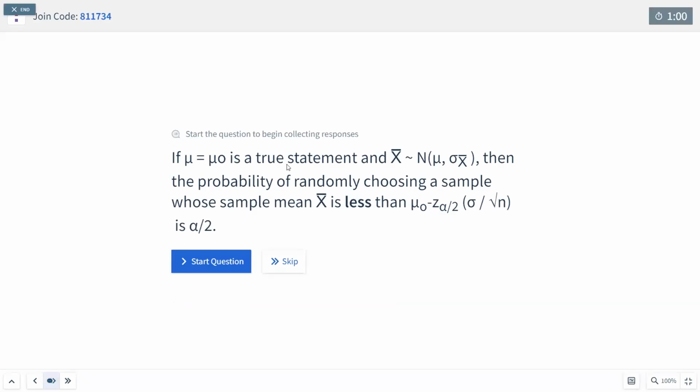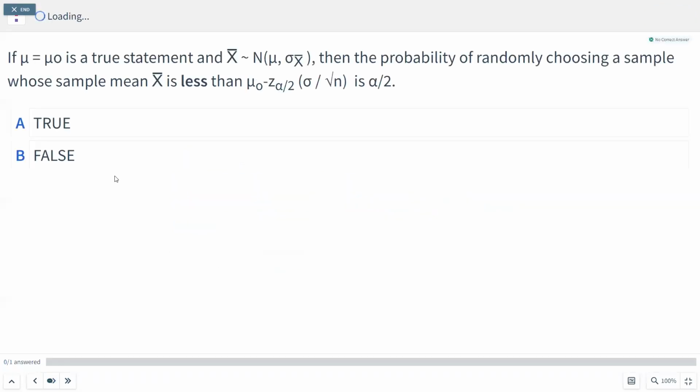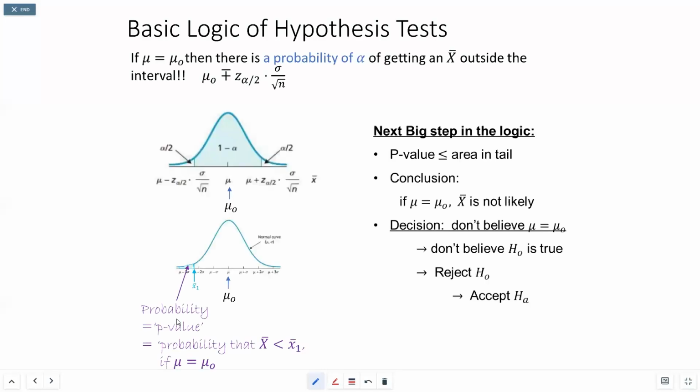So if mu equals mu0 is a true statement and x bar is normally distributed, then the probability of randomly choosing a sample whose sample mean is less than mu0 minus the z-score with an alpha over 2 for the tail times the standard error is alpha over 2. And I believe this will be a true false. So you can answer that if you want right now.